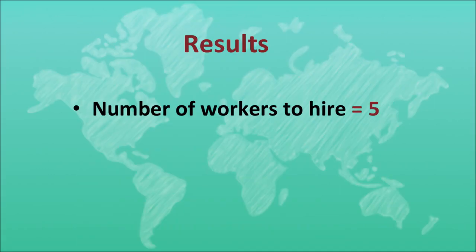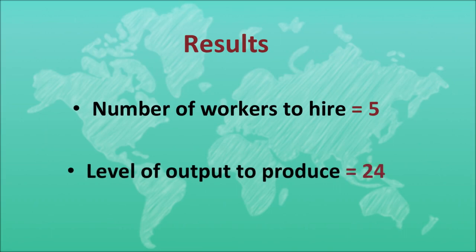So we have seen that the right number of workers to hire is 5 and the right level of output is 24. Now we'll try and get the same result in a slightly different manner. Typically, firms don't have that much information on costs and prices and revenues. So maybe we can try another method which will give us approximately the same results.